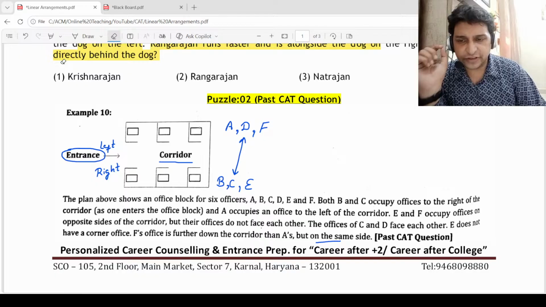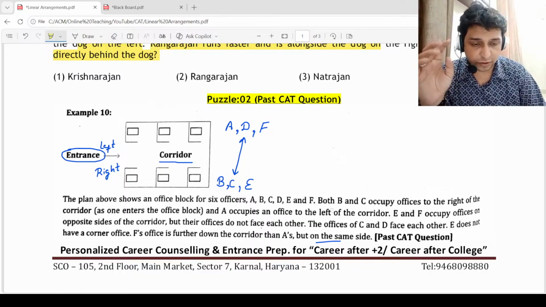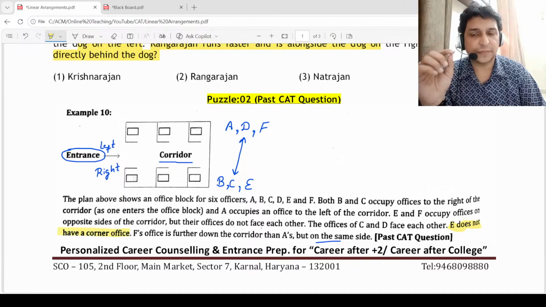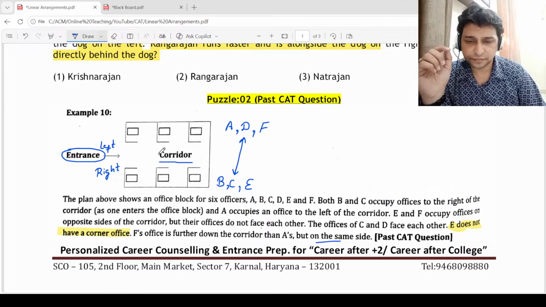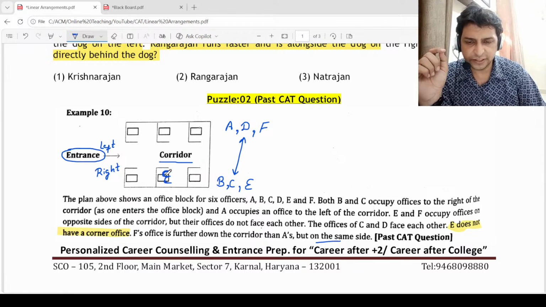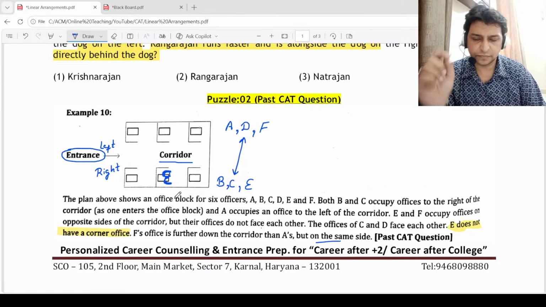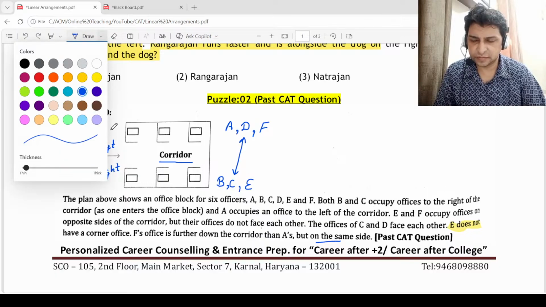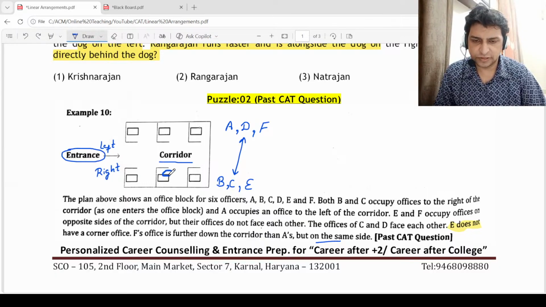Now we have very direct information that E does not have a corner office. That means E is going to be in the center. Now if E is in the center, that means E has to be here. So this is the place for E. Let's make it a bit bold. Okay, now it's okay. So this is E.